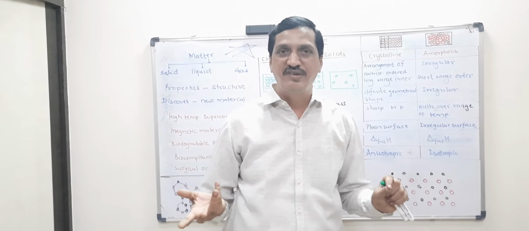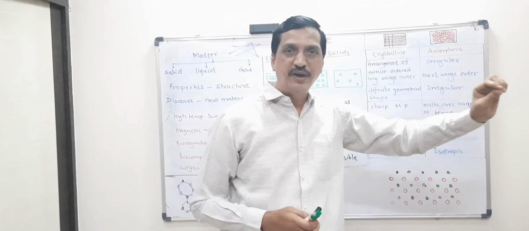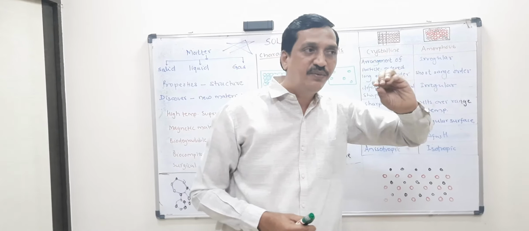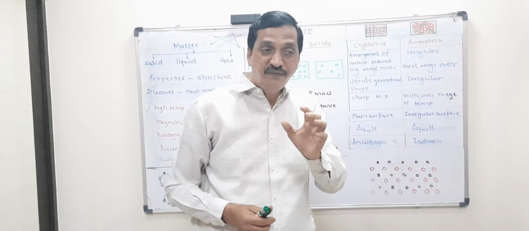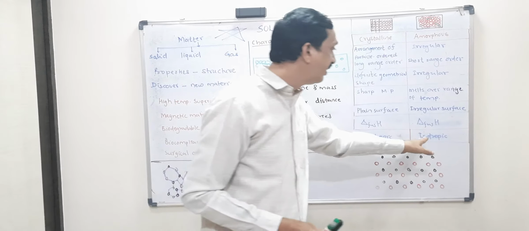How is it possible, you will say. But it does happen, students, that in a particular direction it gives one value, but in another direction it gives another value. If it happens, then it is called anisotropic. If it doesn't happen, it is called isotropic.